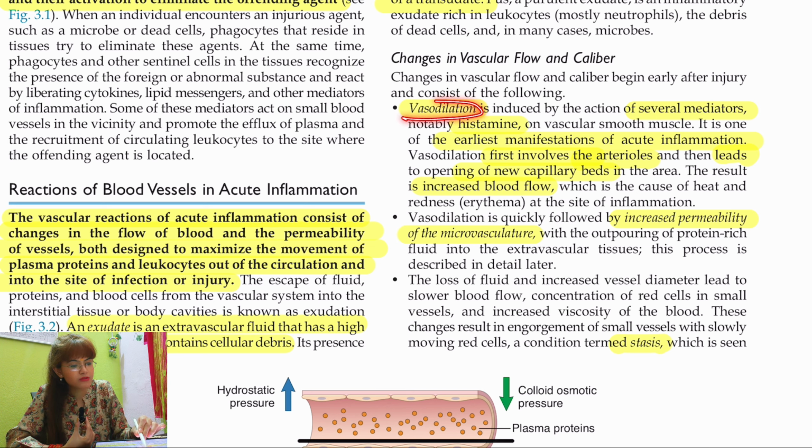So starting with the vasodilation, obviously remember that before vasodilation you have the vasoconstriction, which is transient. Then you have vasodilation, which is induced by several mediators like histamine, which is the earliest manifestation of acute inflammation. It mainly involves the arterioles, and then it leads to opening of new capillary beds, which increases blood flow. And after vasodilation you have the increased vascular permeability, and after this process there's loss of fluid and increased vessel diameter, because of which there is something called stasis.